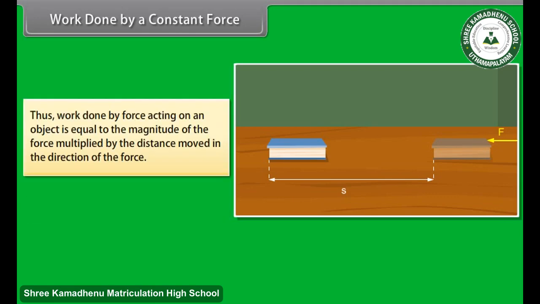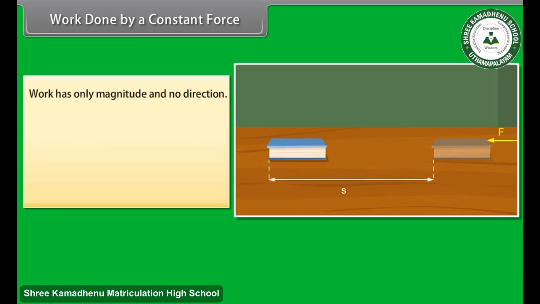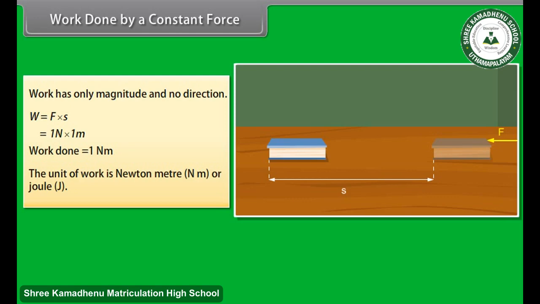Thus, work done by force acting on an object is equal to the magnitude of the force multiplied by the distance moved in the direction of the force. Work has only magnitude and no direction. If F is equal to 1 N and s is equal to 1 m, then the work done by the force will be 1 Nm. The unit of work is Newton meter or joule.